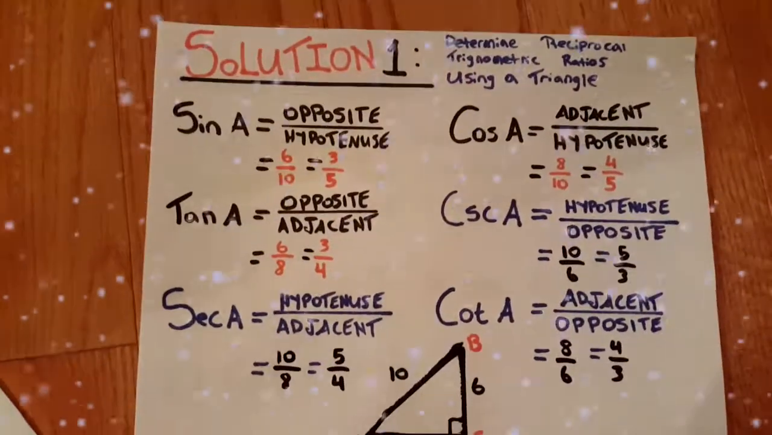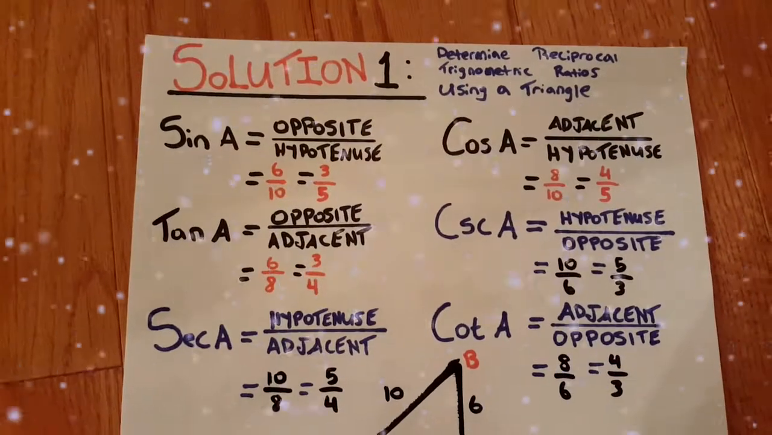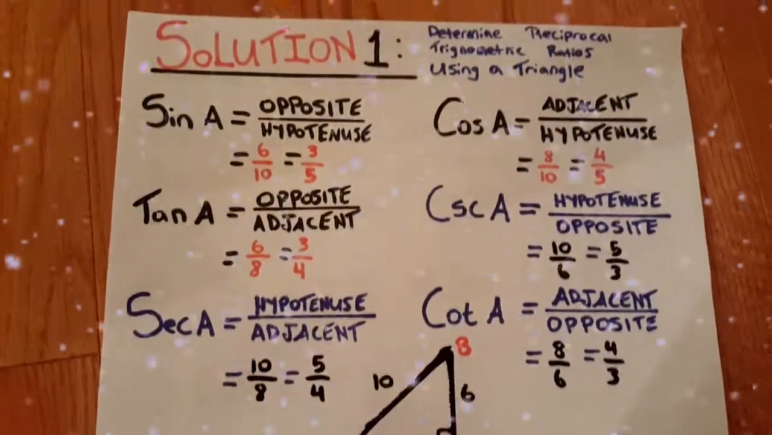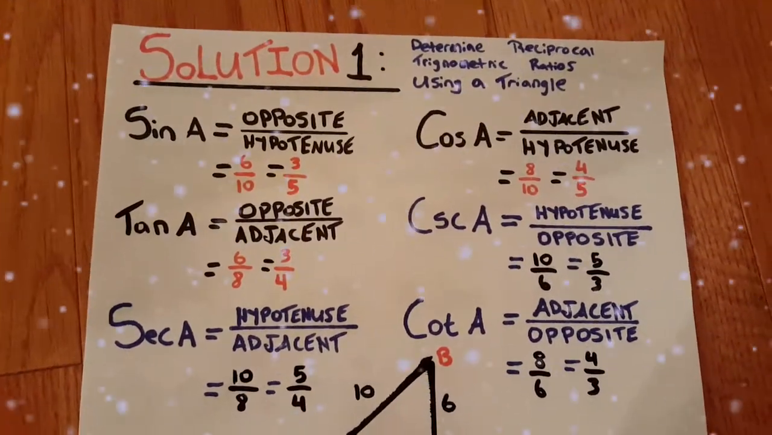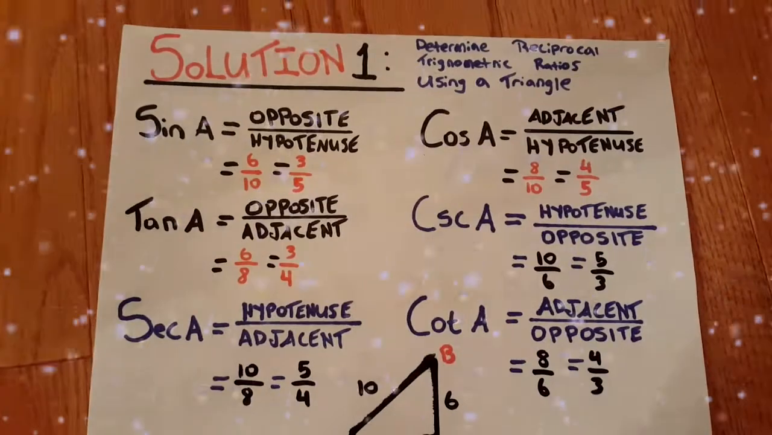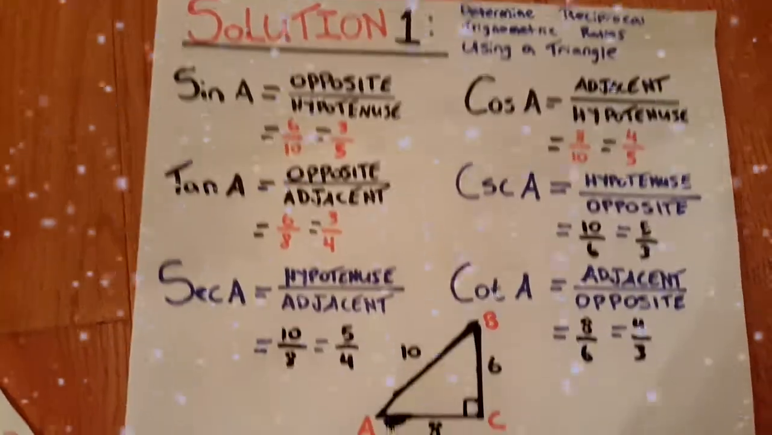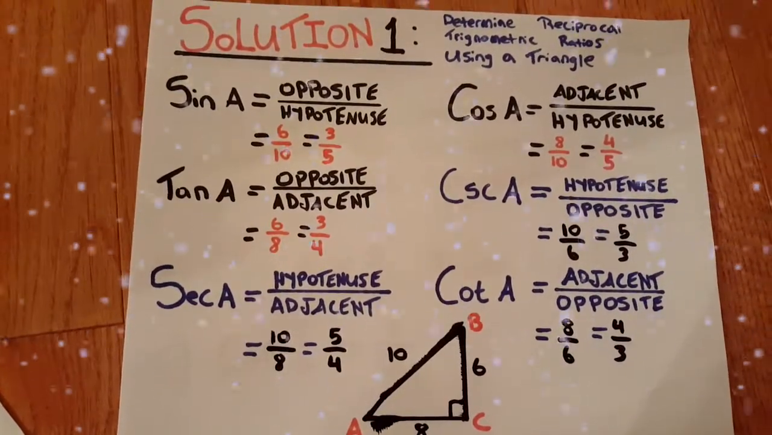Solution. Remember, sine A is equal to opposite over hypotenuse, which is 6 over 10 when looking at the right triangle below, which simplifies to 3 over 5. Cos A, same thing, adjacent over hypotenuse, 8 over 10, simplified 4 over 5. Tangent A, opposite over adjacent, that's 6 over 8, simplified 3 over 4.